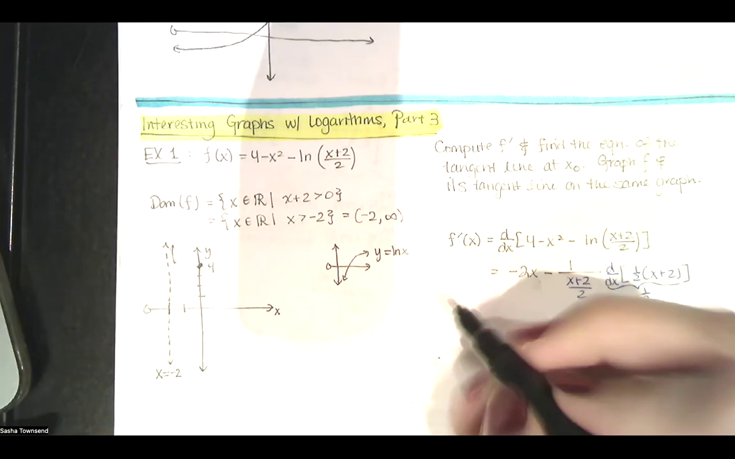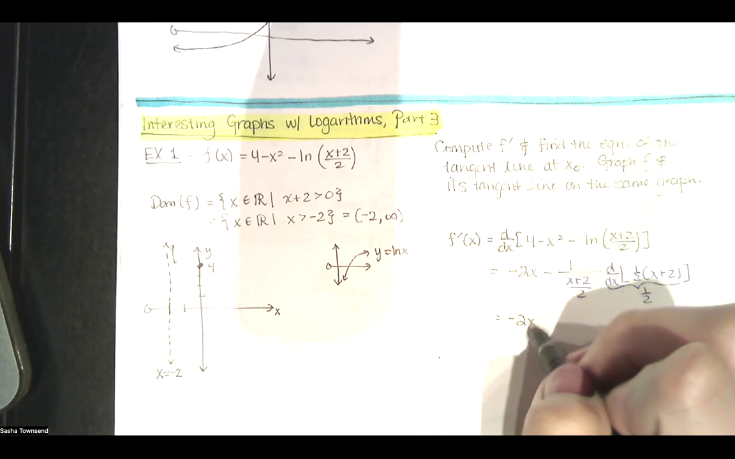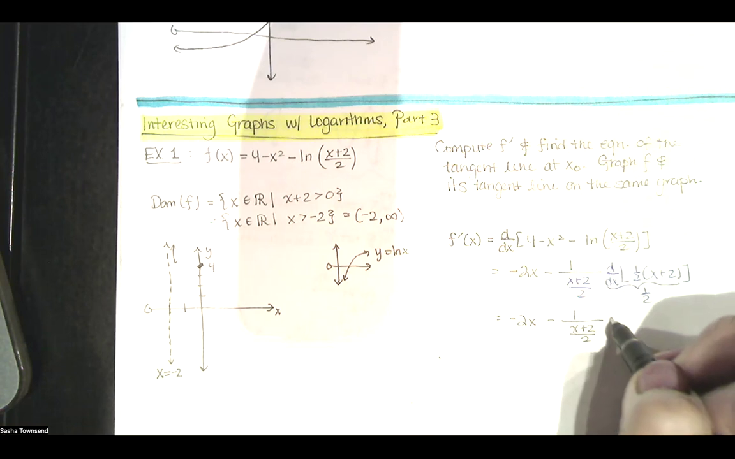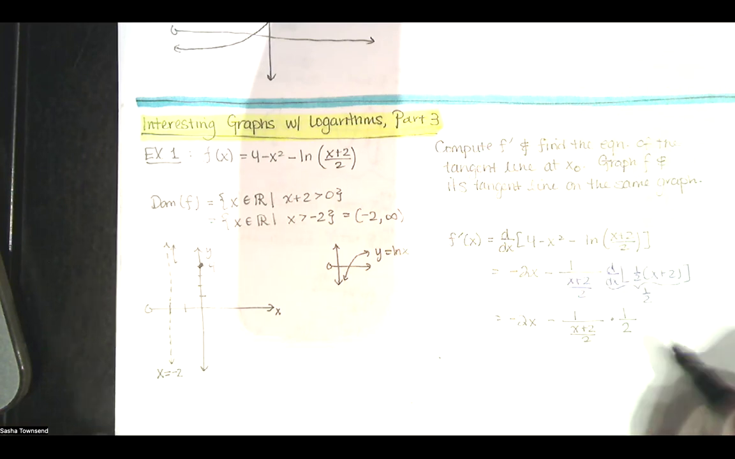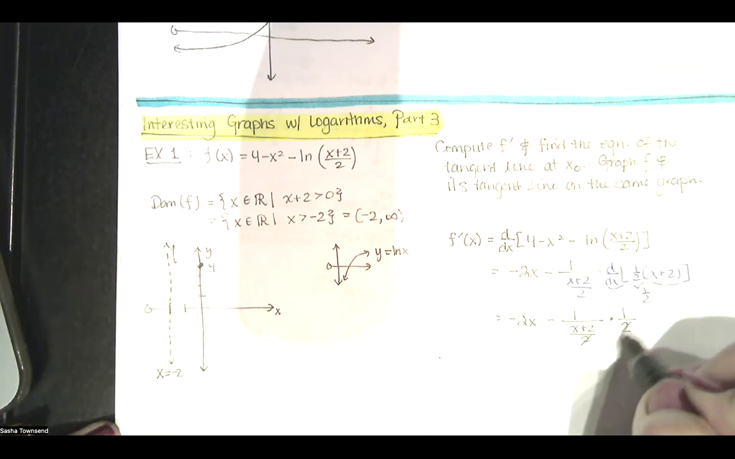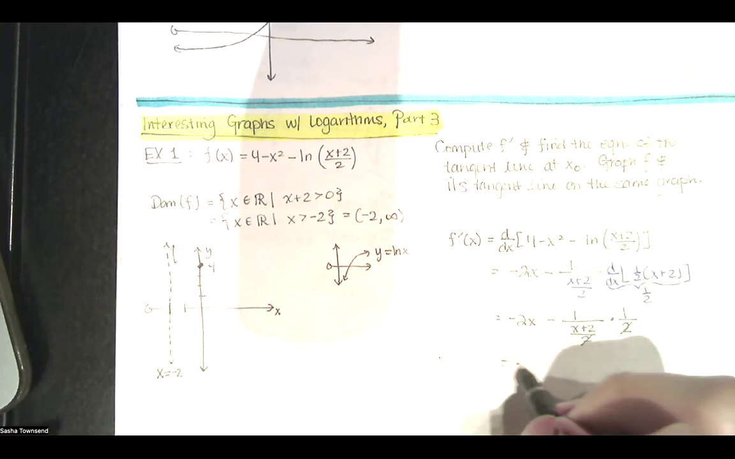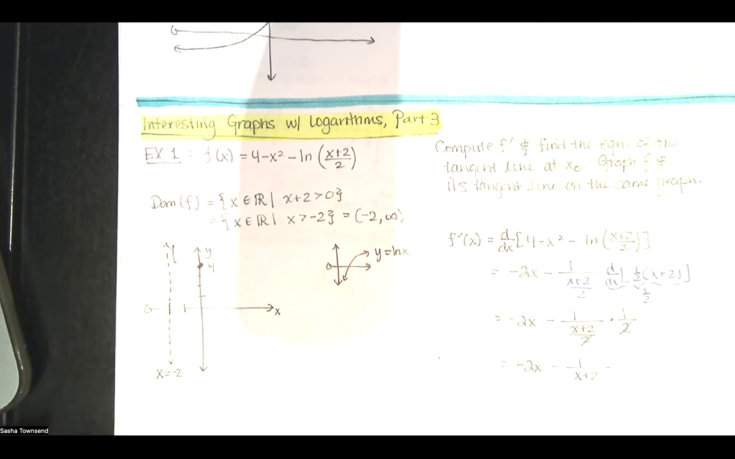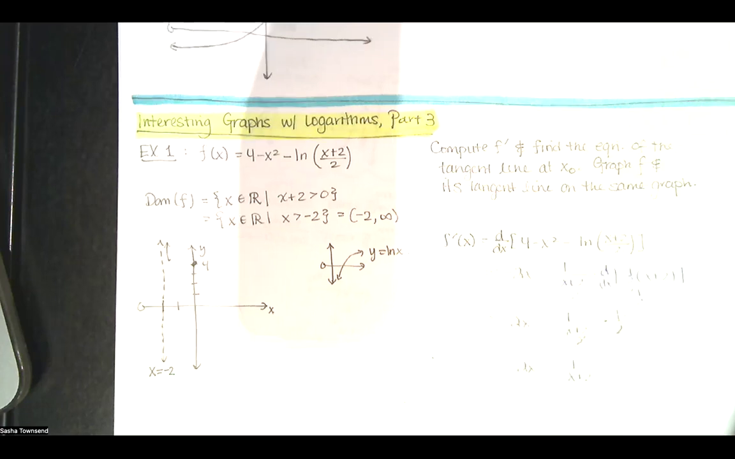So what we get is negative 2 minus 1 divided by x plus 2, divided by 2, times 1 over 2. And if we multiply straight across, this 2 and that 2 reduce, and we just end up with negative 2x minus 1 divided by x plus 2. If we want, we can get a common denominator.